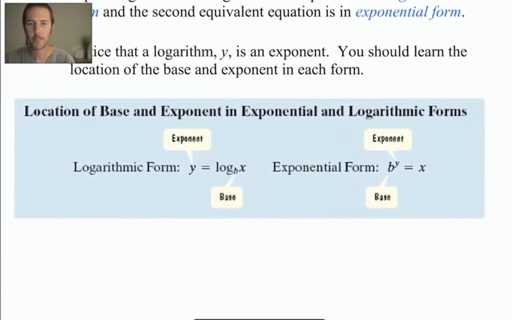You're seeing on the left-hand side in this log statement that the base is b, and where does that base appear over here? Well, it's the thing that's holding up the exponent. I guess we could still call that the base. And on the left in the logarithmic statement, the thing that's all alone is the y value, and interestingly, in the exponential statement, that becomes the exponent.